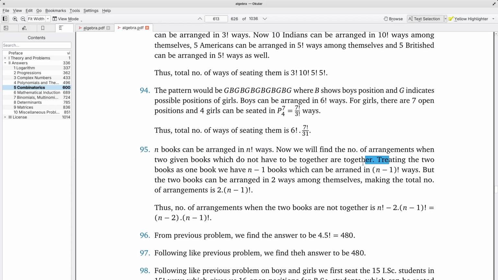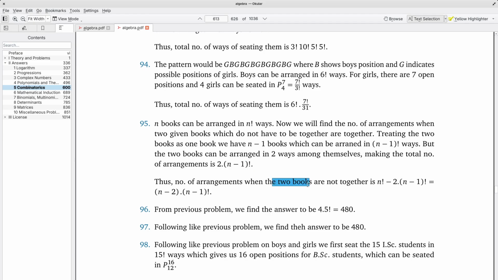Now we treat the 2 books as one book. We have n minus 1 books which can be arranged in n minus 1 factorial ways. But the 2 books can be arranged in 2 ways among themselves, making the total number of arrangements 2 multiplied by n minus 1 factorial. The total number of arrangements when 2 books are not together is n factorial minus 2 multiplied by n minus 1 factorial, which is equal to n minus 2 into n minus 1 factorial.